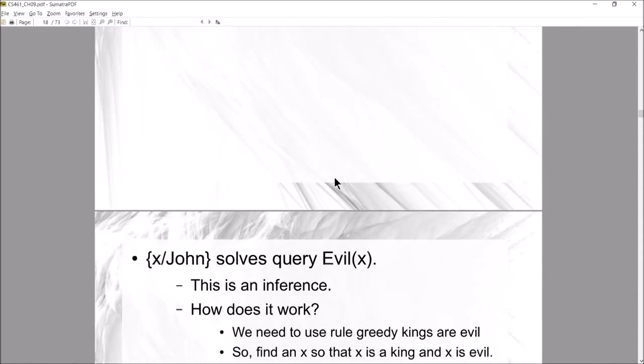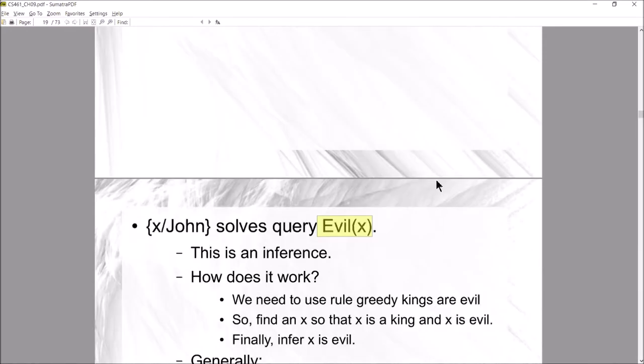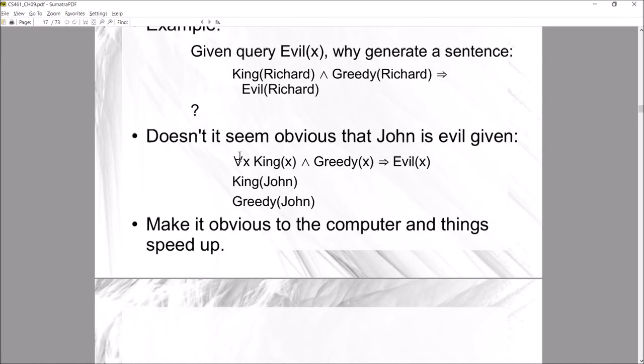All right, so let's take a look at it. Now we know that using the ground term John for variable X is going to solve the query, what's evil. You give me an X that's evil, and that's going to give us an inference. How does that work? Well, we use that rule that greedy kings are evil.